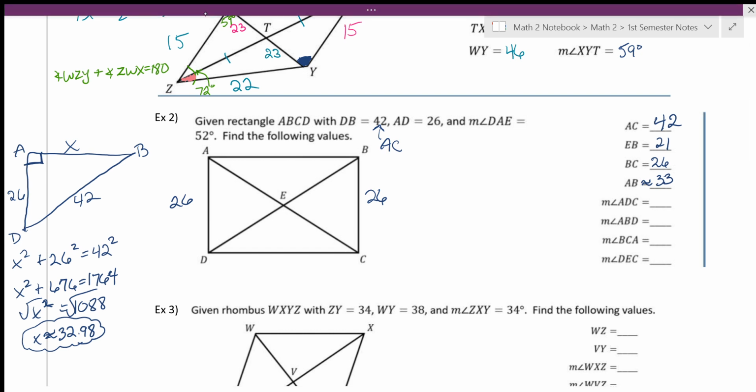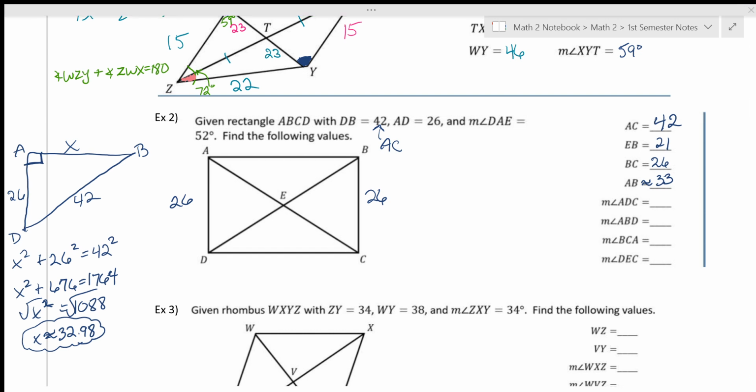Okay, so because we have right angles all over our shape here, we can use the Pythagorean theorem to solve. And then we'll do our angles here. So we have that the measure of angle DAE is 52 degrees, and we know that each of our corners is a right angle. And just like we had in our other shape, we have alternate interior angles here. So we're going to have a lot of congruent pieces here. 52 degrees is also going to be here. 90 minus the 52 is going to be 38.